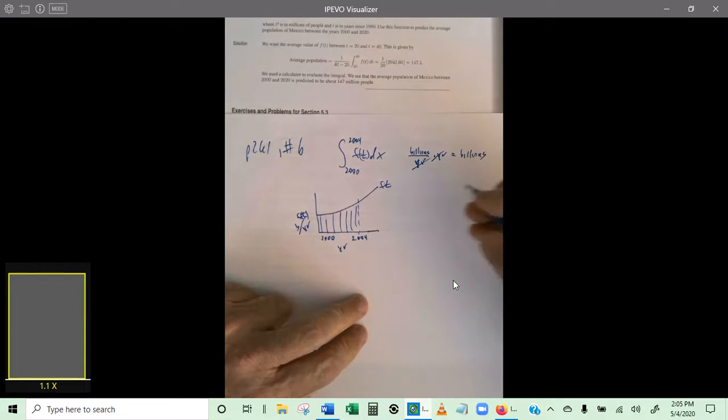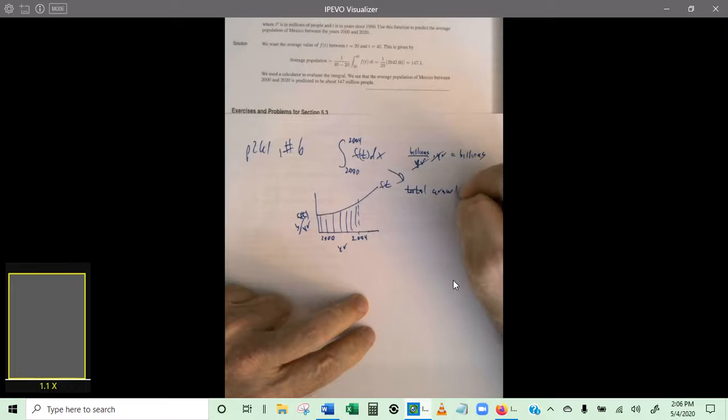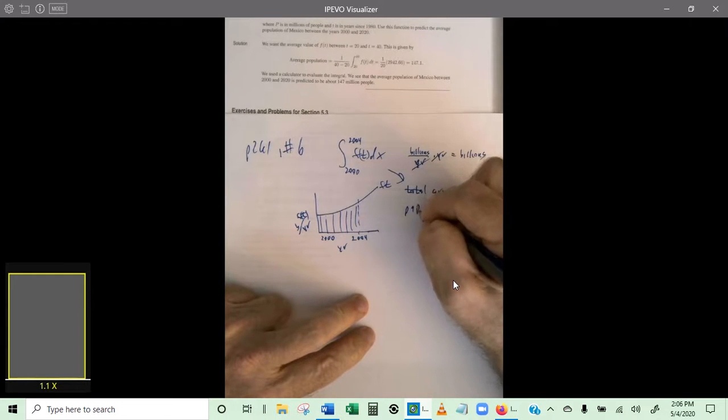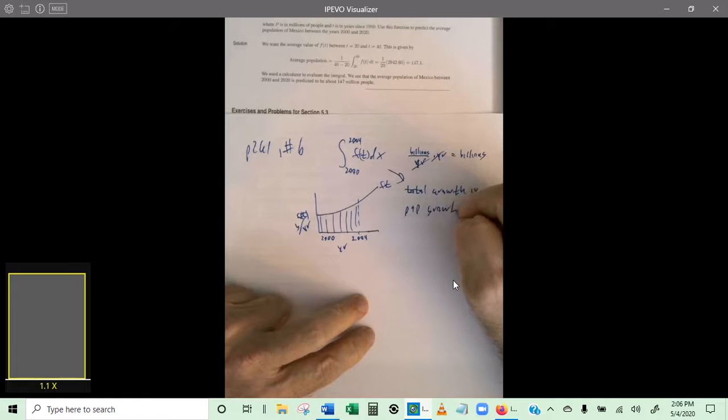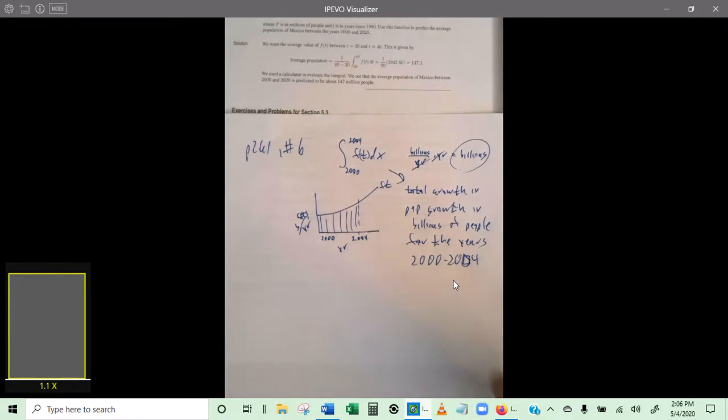So we would say that our interpretation is that this integral represents the total growth in population, in billions of people, for the years 2000 to 2004. And then the units, of course, would be billions of people. So that's how that works, and we want to make sure we understand how that's working.